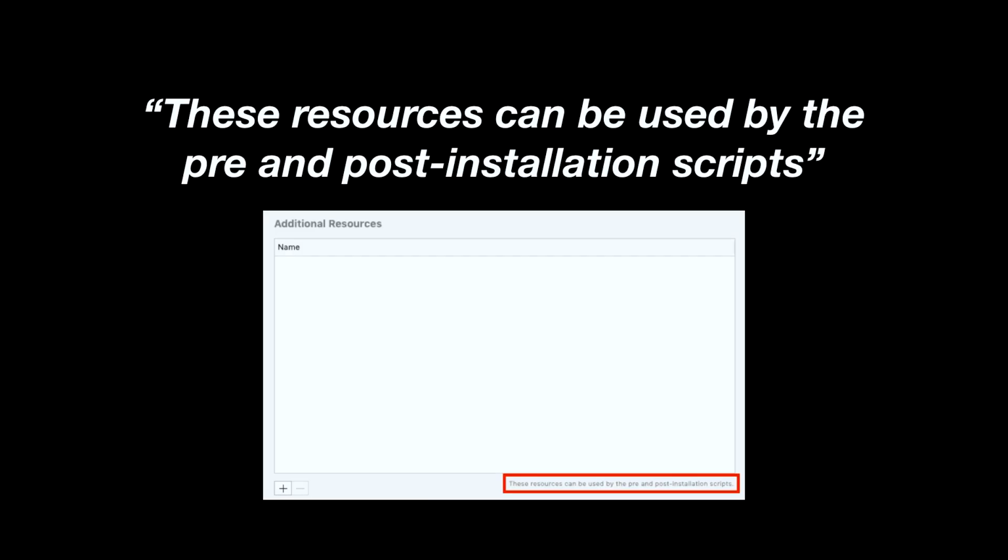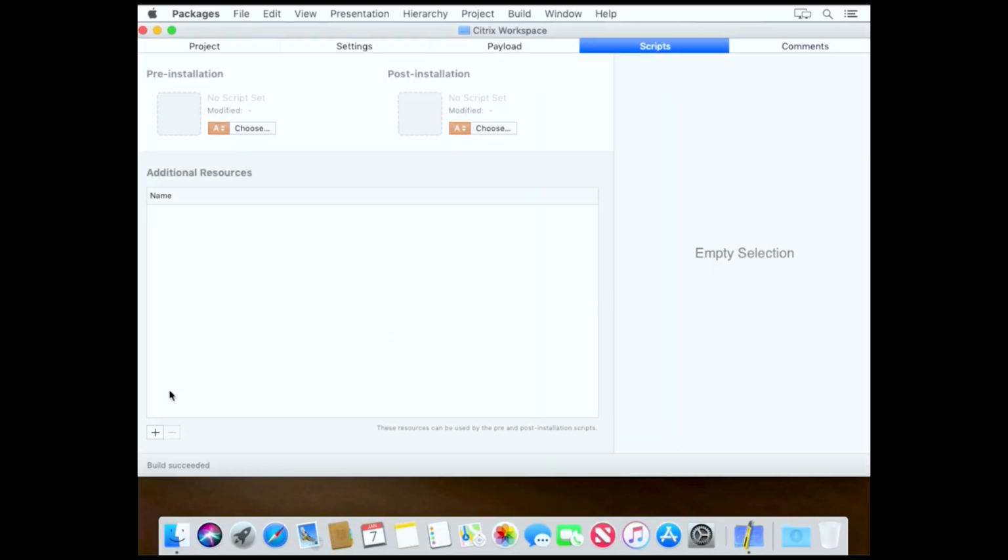The reason why we add the Citrix installer to the additional resources section is because Packages will store those resources in the same location that it stores the pre and post install scripts. So this allows our script to be able to access the Citrix built Workspaces installer. And one of the nice things about Packages, it actually does include a note that says that anything you put in here is going to be in the same directory, and that they can be used by the pre and post installation scripts. So let's take a look at how this works.